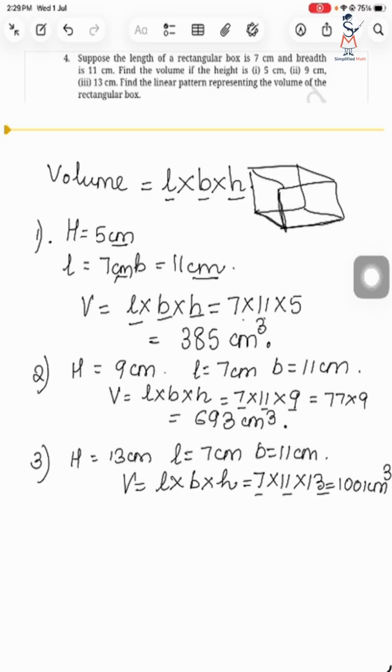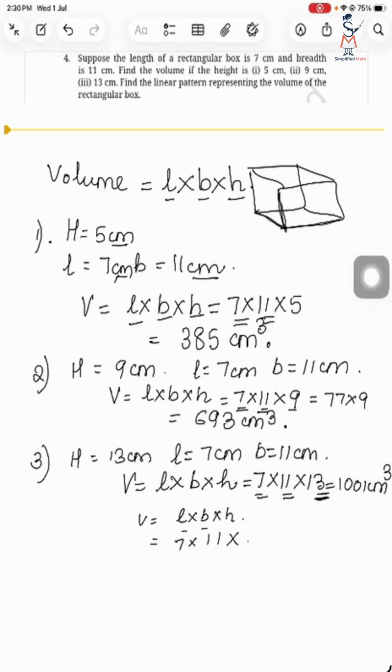Now what is the next step they want? Find the linear pattern representing the volume of this rectangular box. What we can see here is 7 and 11 are constant in all the volumes. What is changing is height. So height is variable. So we know volume is length into breadth into height. Here the length and breadth are constant in all the 3 cases. So length is 7 and breadth is 11 and height is variable.